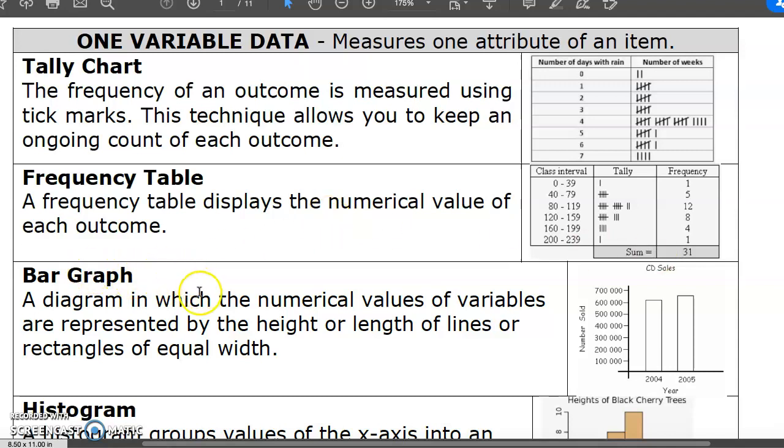A bar graph, a diagram in which numerical values of a variable are represented by the height or length of lines or rectangles of equal width.